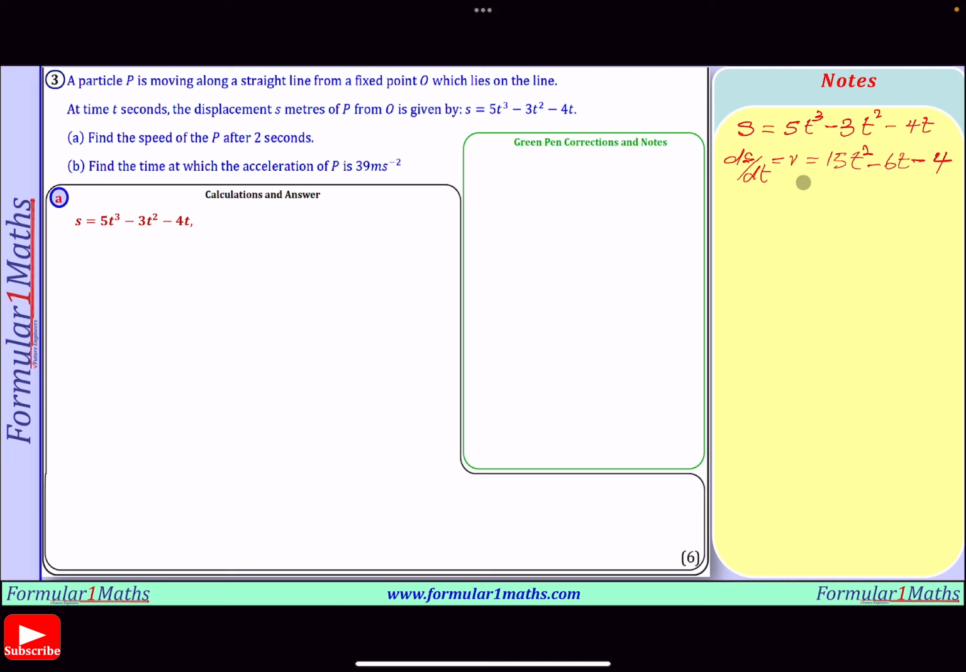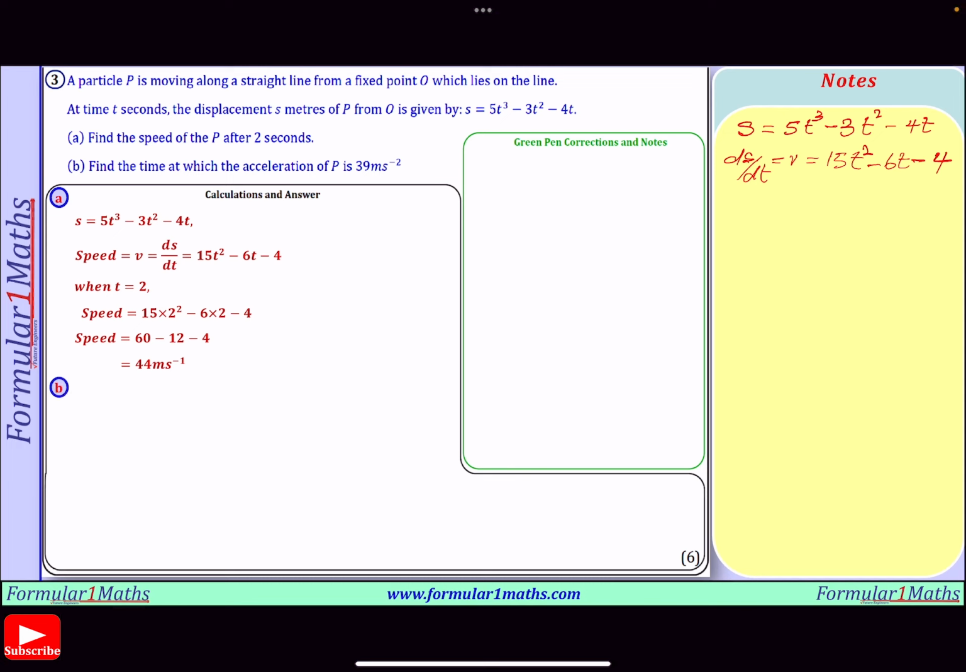But as explained earlier, we can regard it as speed. So that means we get this equation. But we want the speed when t is equal to 2. So all we do is substitute 2 into this equation. And if we do that, we are going to get the following. Simplify to get this. And finally, we are going to get 44 meters per second.